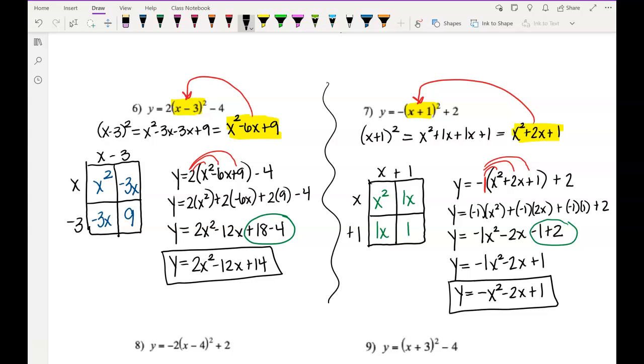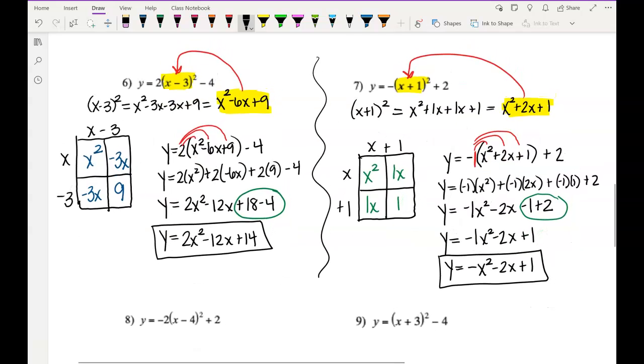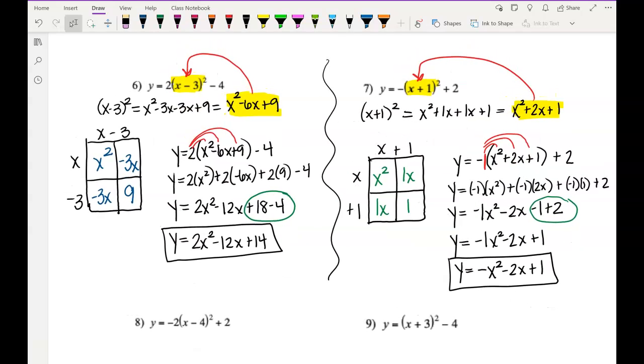I'm going to pause for a few minutes while you complete 8 and 9, and then we will check our work. And I'll leave mine up here for you to look at.